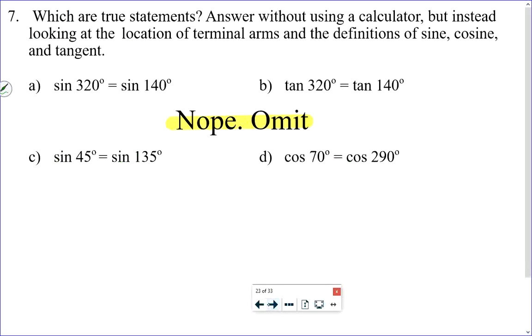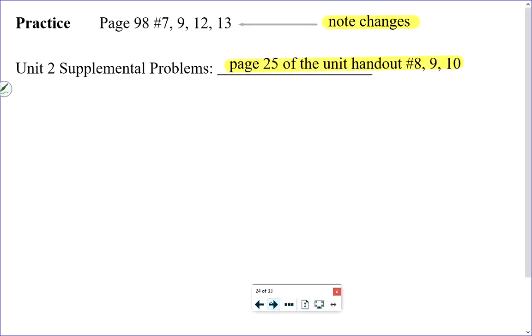Once again, you are not worrying about number 7. I've taken that out of this unit. The problems that people were working on after this lesson and are, I guess, kind of practice homework problems are on page 98, number 7, 12, 9, and 13. That is different than what's typed out in your handout, so please do what you're looking at on the screen right now. And then there are some supplemental problems attached to the unit handout. If you go to page 25, you can practice 8, 9, and 10. I hope that's been helpful.